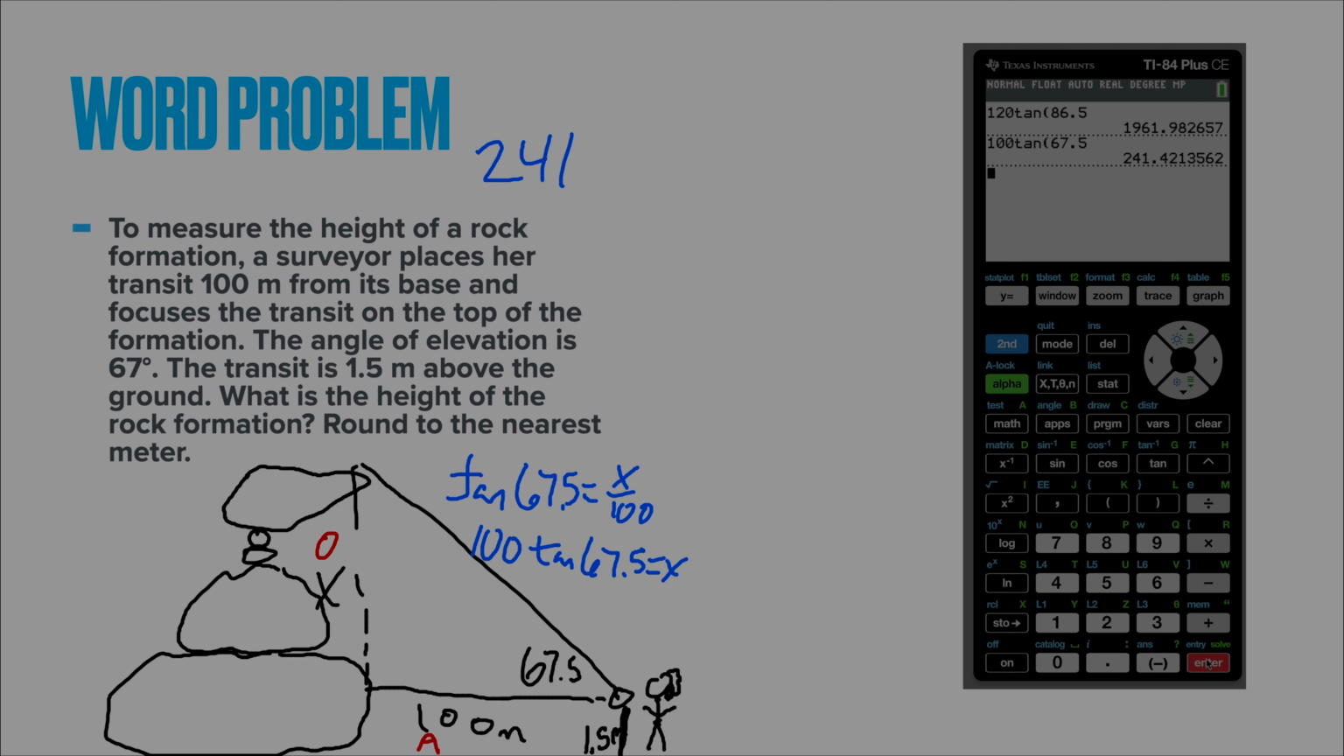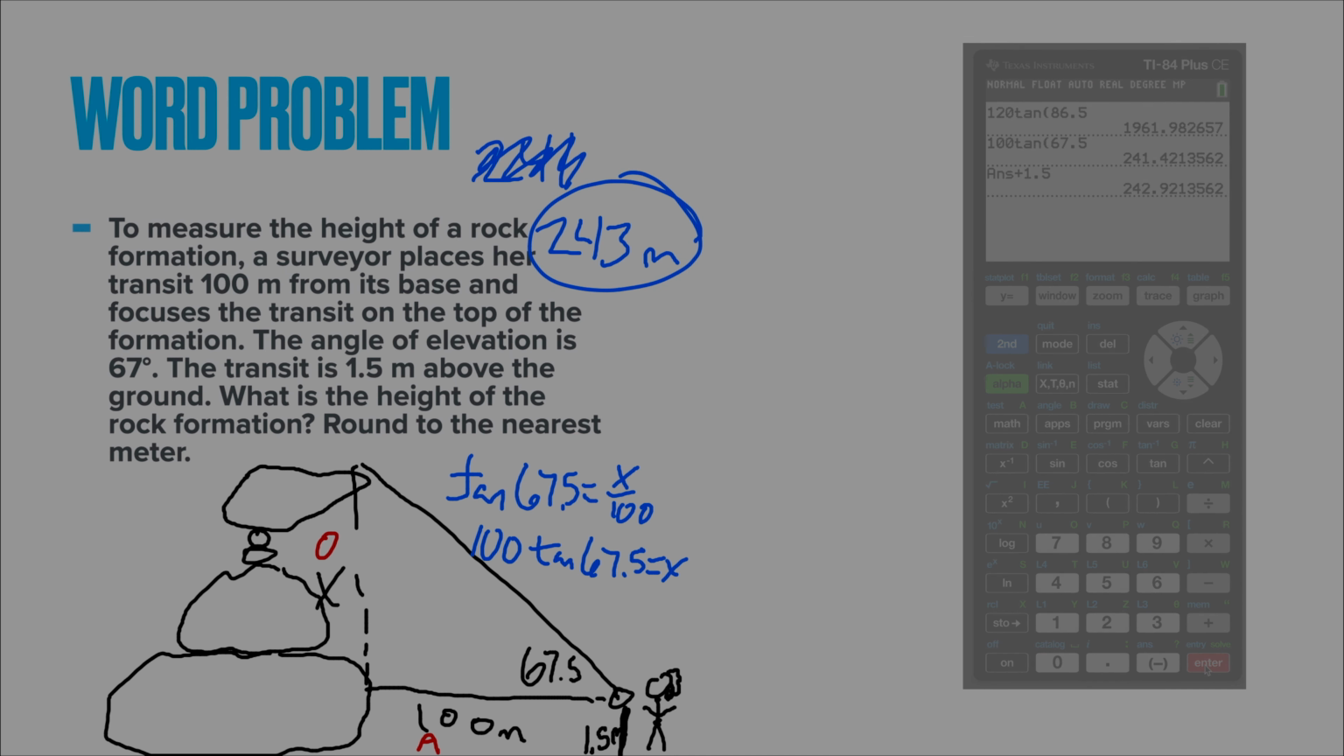But here's our problem. We're actually 1.5 meters above this, because remember, that was going from where the transit was, not from the ground. So if we add 1.5 to this, we are now at 242.9, which means this is now at 243 meters. And there we go.